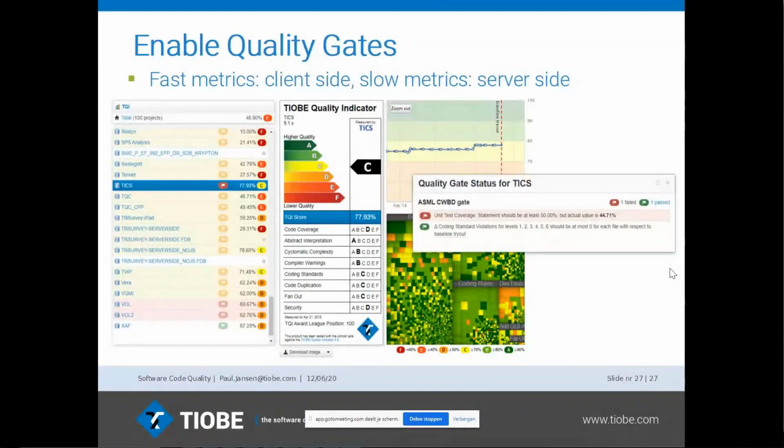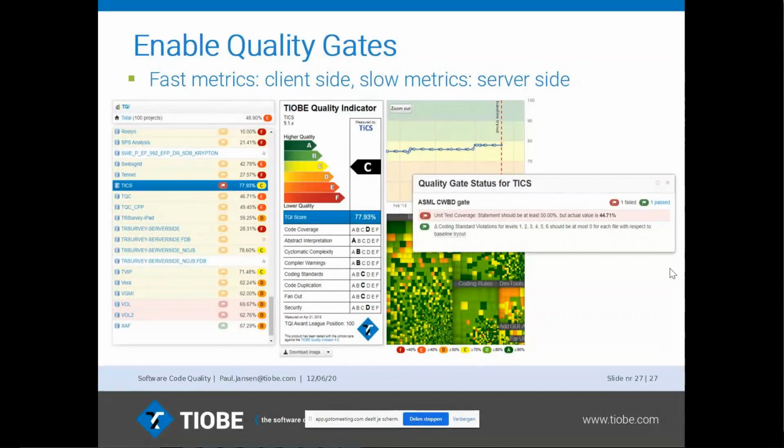I've got an example here. This is our dashboard. You see at the left-hand side some projects. I've selected one project, and that project has a C score, as you can see. And you also see a red flag at the left-hand side. So there's something going wrong. So the quality gate was not passed. And apparently there are 2 quality things measured.